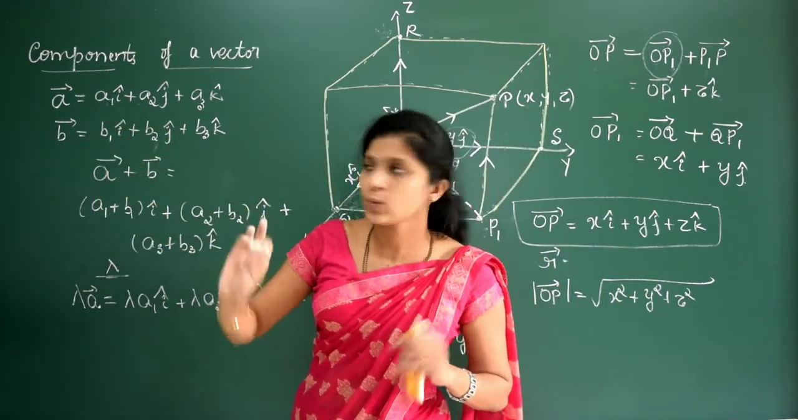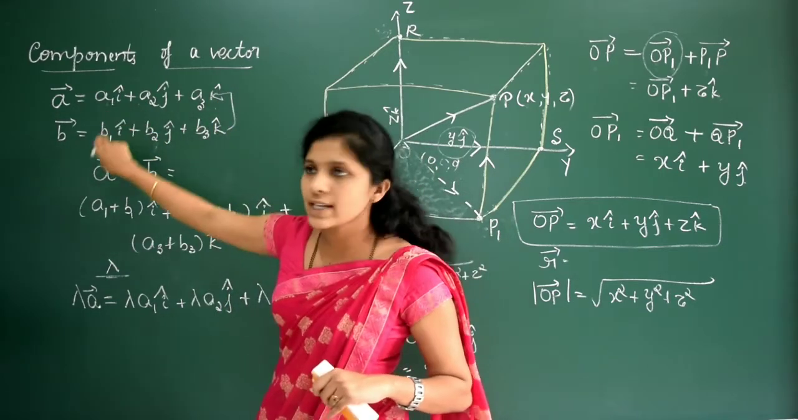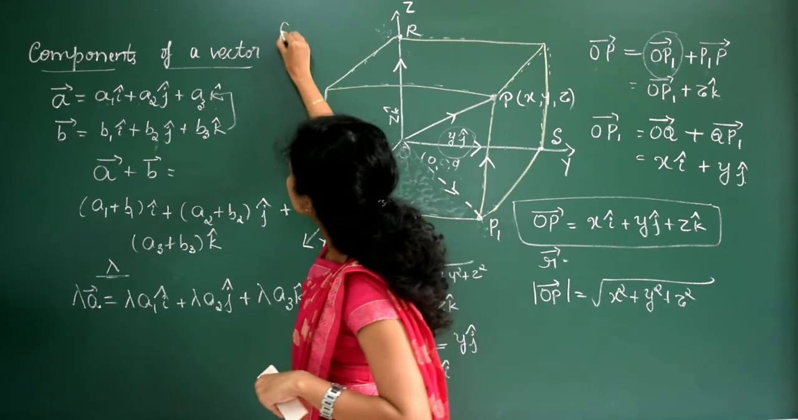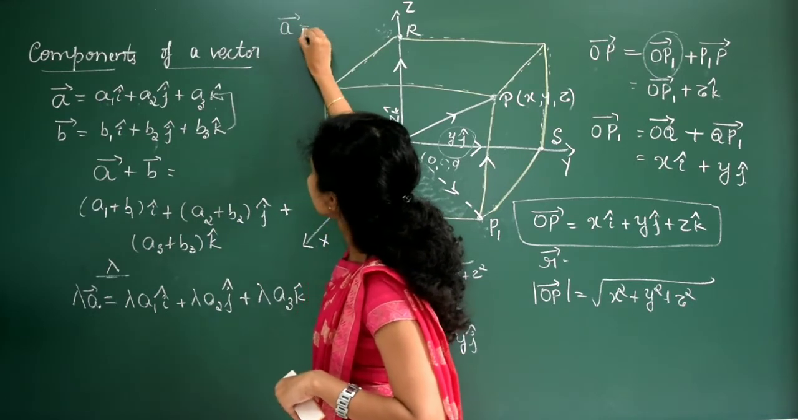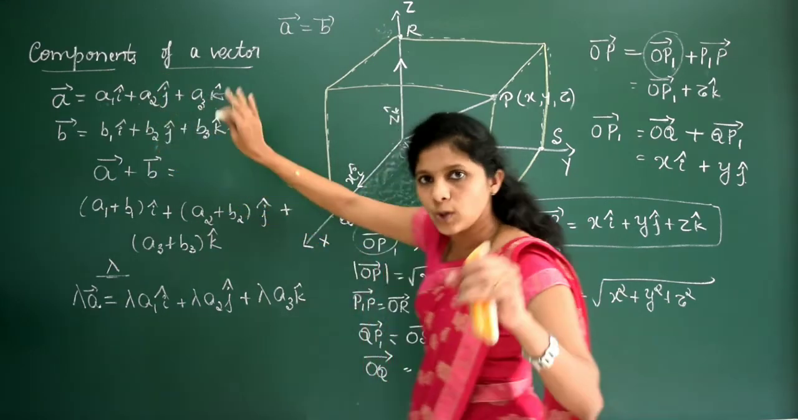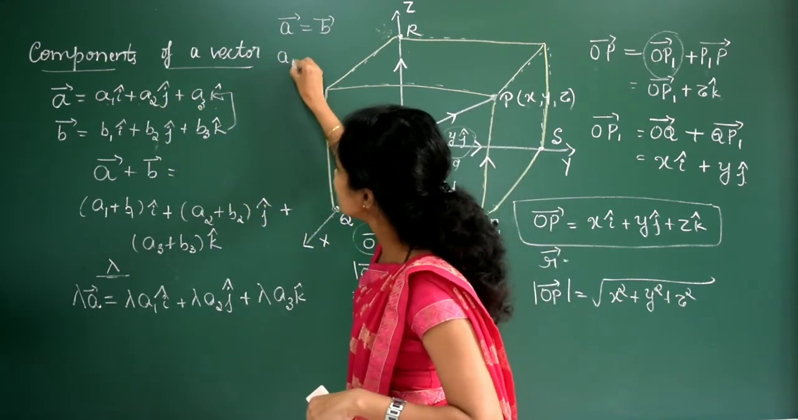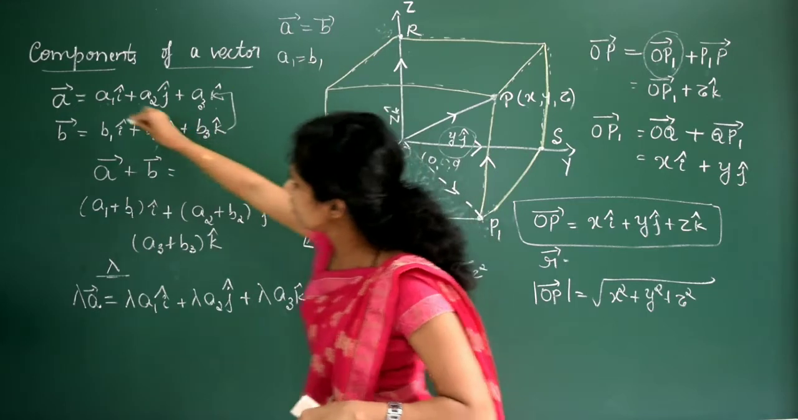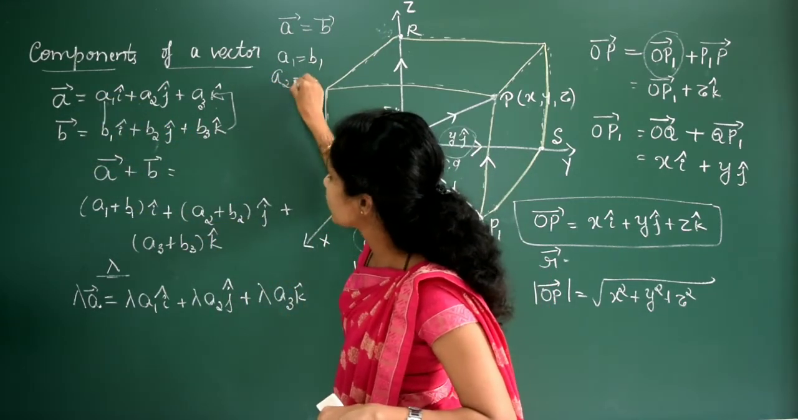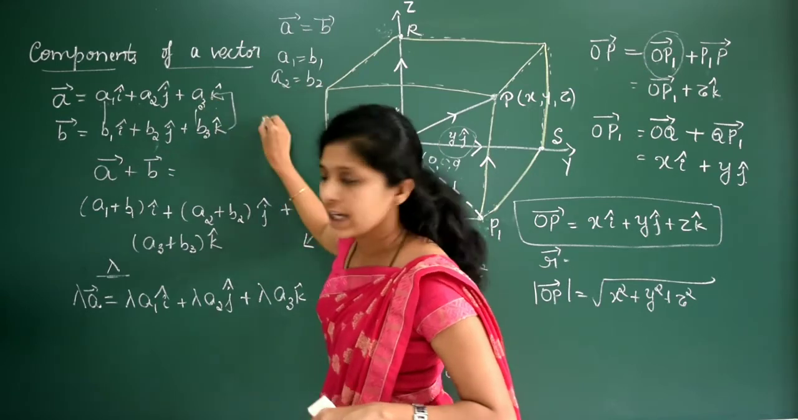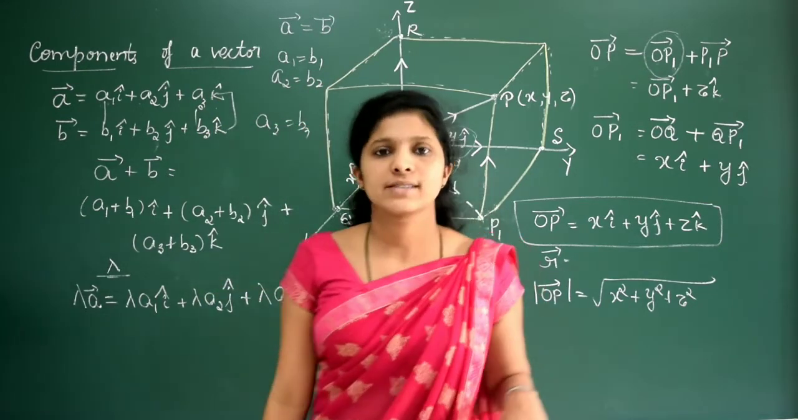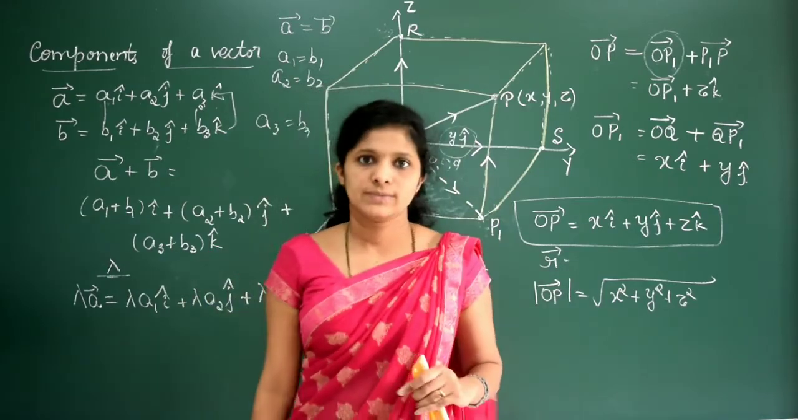To say any two vectors are equal, their corresponding elements should be equal. That means a vector is equal to b vector only when a1 is equal to b1, a2 is equal to b2, and a3 is equal to b3. Then only we can say that two vectors are equal.